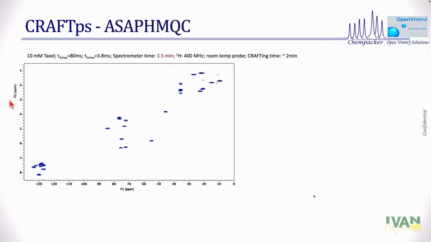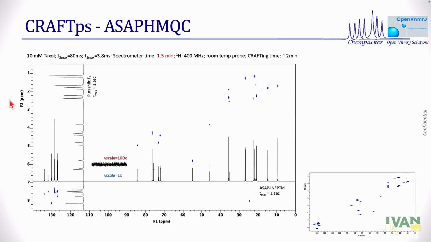This is an ASAP HMQC. It's probably very old data from our library. 1.5 minute acquisition is Taxol, okay, 10 millimolar Taxol. And that is my ASAP INEPT, indirectly detected ASAP INEPT from the same data. That is a vertical scaling factor of the noise. That's my signal, my simulated spectrum. And this noise is in there. I'll show you in a minute. So that's the spectrum. That's a 1 second T max of that simulation.